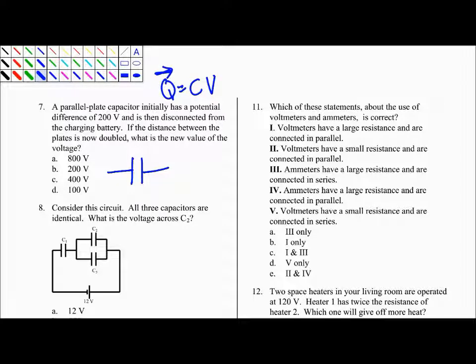However, if I double the distance between the plates, C is epsilon naught A over D. If I double this, that means the capacitance goes down by a factor of 1/2. So if I have the capacitance, in order to keep the charge constant, I have to double the voltage. So it was 200 volts, now it's going to be 400 volts.